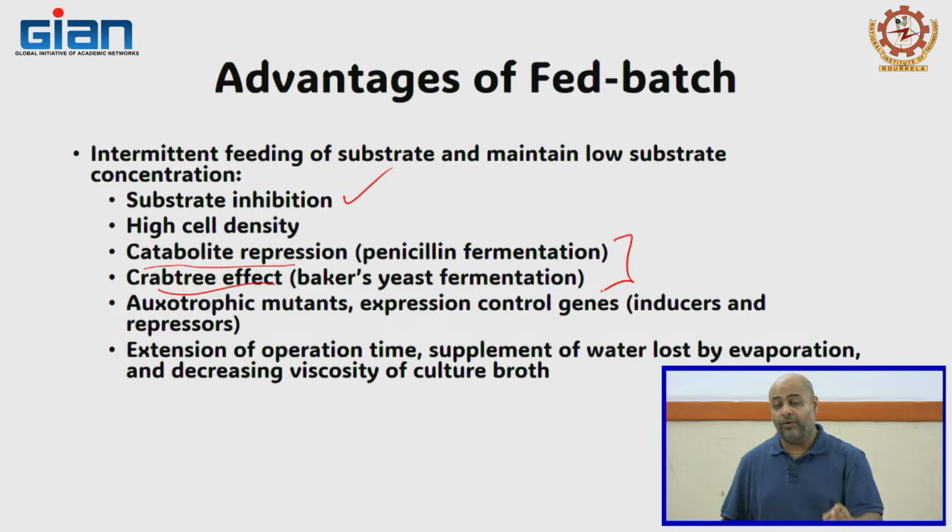So, if you are going for a penicillin fermentation, what should be the reactor or the cultivation mode that you are going to choose? Fed batch, because that gives you the control to avoid catabolite repression. If you are going for baker's yeast fermentation, fed batch.